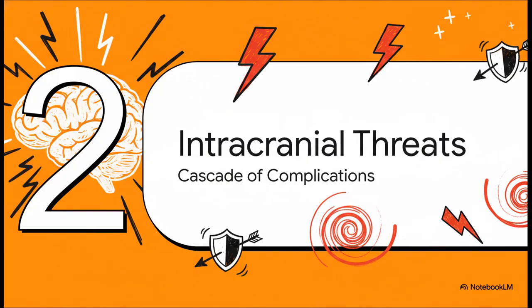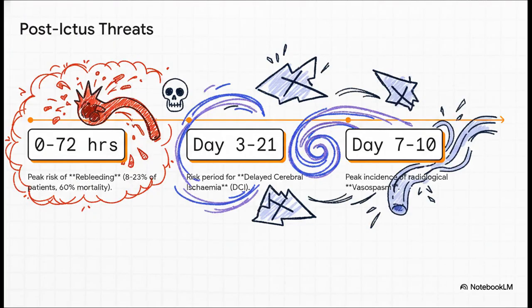And that brings us right to the core of the problem, the life-threatening complications that start brewing inside the brain right after the bleed. Honestly, in the ICU, this is where the real battle is won or lost. You know, the clock is ticking from the moment of rupture, and the threats actually change over time. For the first 72 hours, our biggest nightmare is a rebleed. It happens in up to 23% of patients, and it's devastating. It carries a 60% mortality rate.